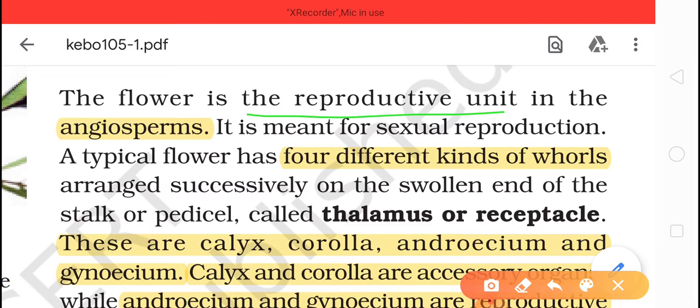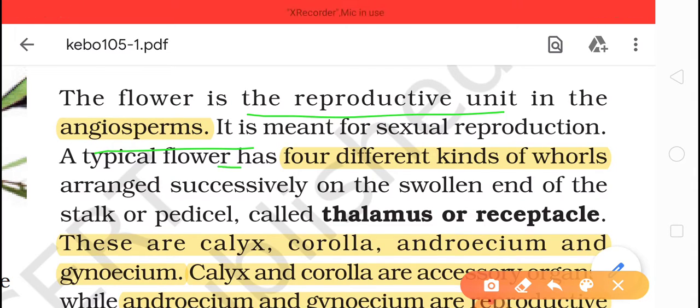The flower is a reproductive unit in the angiosperm. Angiosperm, you know very well, are flowering plants. So in flowering plants, sexual reproduction takes place. Why does sexual reproduction take place in the angiosperm? Because the angiosperm has a flower. In the flower, the two parts that play an important role in sexual reproduction are androecium and gynoecium. Before we start the androecium and gynoecium, let us see about the flower.